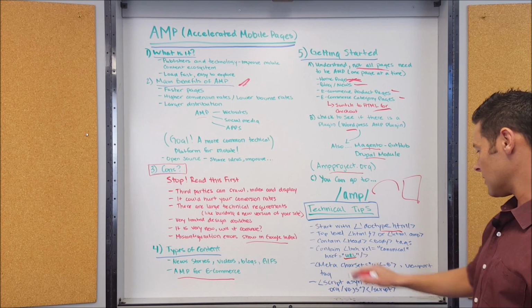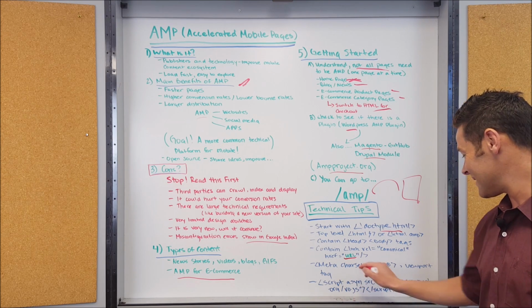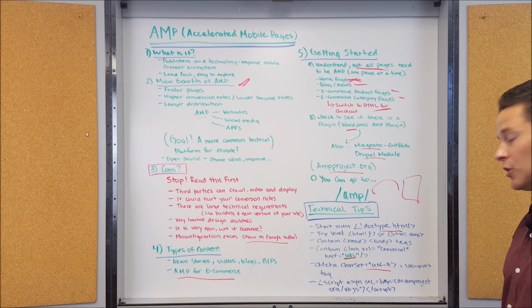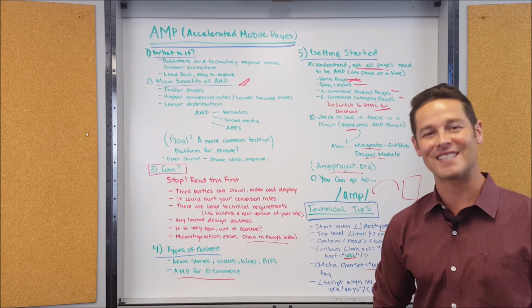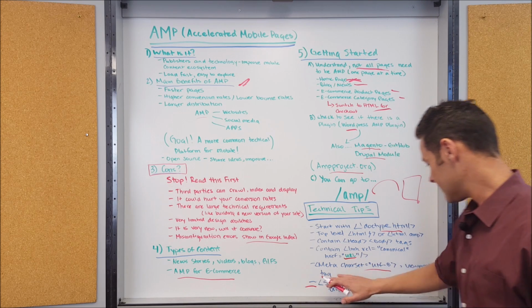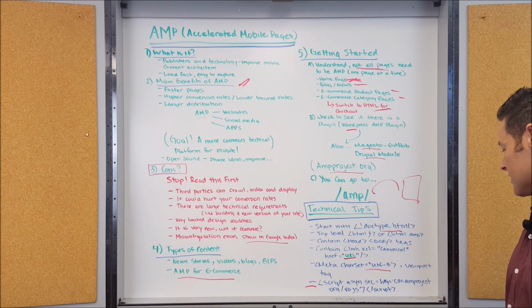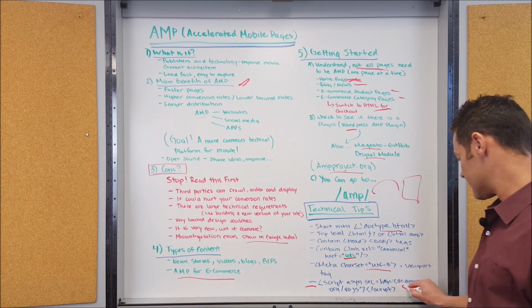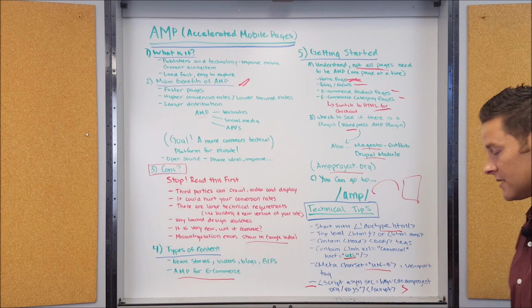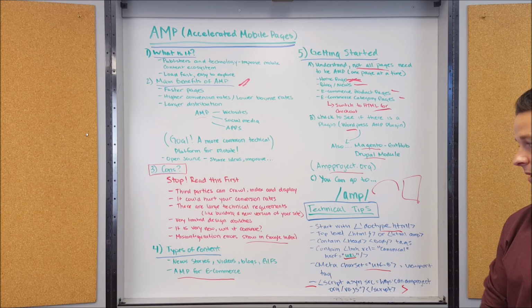Also need to have your charset UTF-8 encoding tag on the page, right? All that means is you need to have this in there. You also need to have a viewport tag, right? That tells you the size of the page. And then also you need to load in this asynchronous script from the AMP project CDN, right? So basically what this little piece of code does right here is it says, pull in this information from AMP and use this to display my web page.